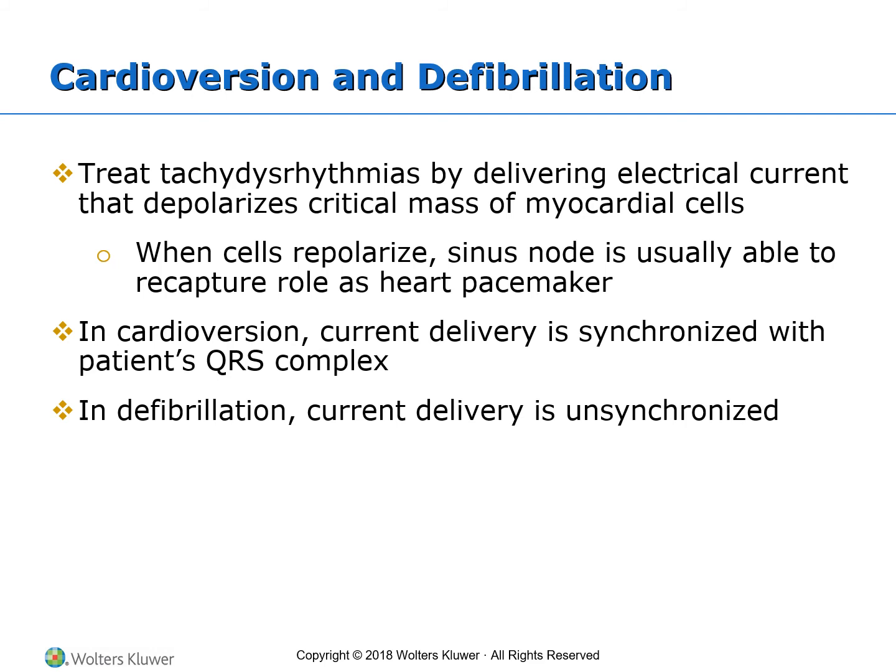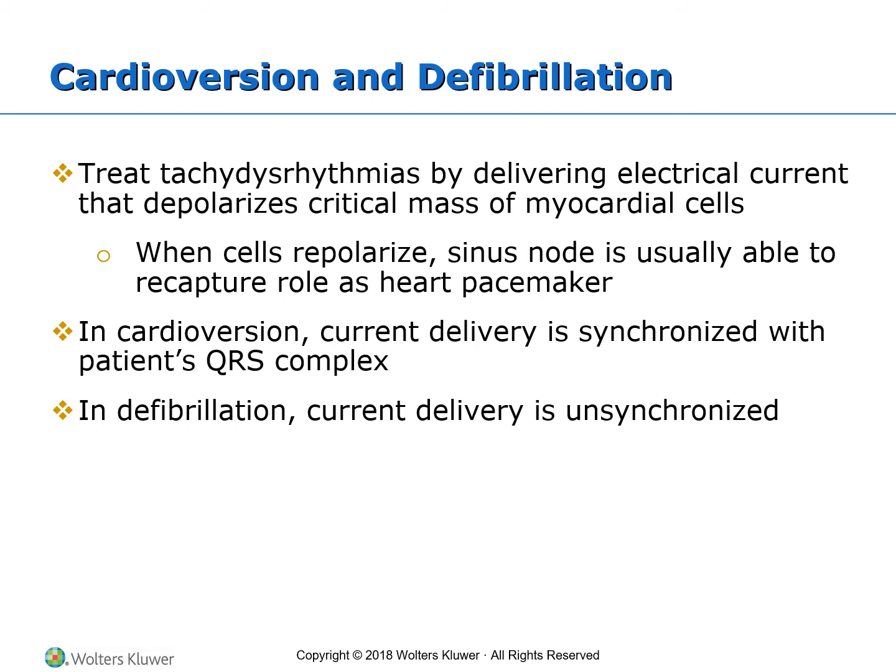As far as cardioversion and defibrillation, a defibrillator can be used for both cardioversion as well as defibrillation. Both are used to treat tachydysrhythmias, and they're used by delivering electrical current to depolarize the myocardial cells, allowing for the SA node to recapture its role during repolarization. So it's almost like a reset.